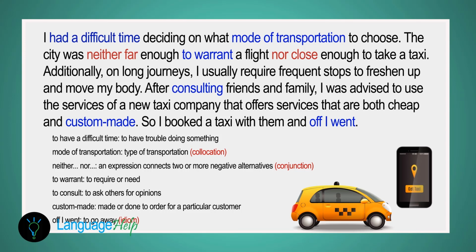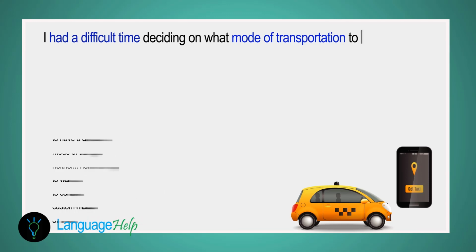To have a difficult time doing something is when you have trouble doing it. Mode of transportation is a collocation, which means type of transportation. These words often come together. Neither nor is a conjunction that connects two or more negative alternatives. To warrant is to call for, require, or need. To consult is to ask others for their opinions. Custom-made is something that is made or done for a particular customer. Off I went is an idiom that means go away.